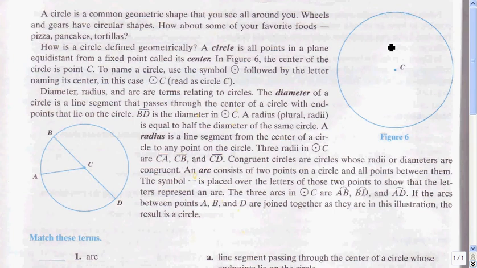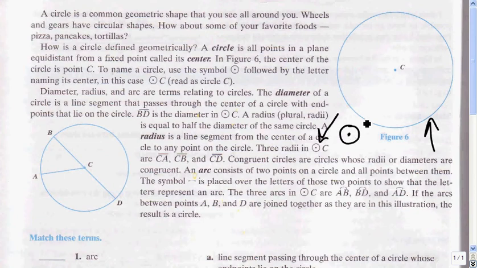Okay, now let's learn the different parts of the circle. Well, this is the center of the circle, and the way that we name a circle is by its center. So if I wanted to name this circle here, I would call it circle C, and the symbol for circle, the geometric symbol for circle, is a little circle with a dot in it.